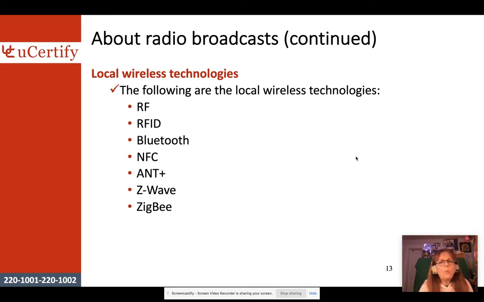There are other wireless technologies that you should be familiar with. We have RF, radio frequency, RFID, Bluetooth, NFC, near field communication, ANT Plus. Now, ANT Plus is a Garmin thing. Garmin makes wearable devices for people who run or swim or ride bikes, hike. The way that Garmins connect to your computer is through ANT Plus, but there are other places that use it as well.